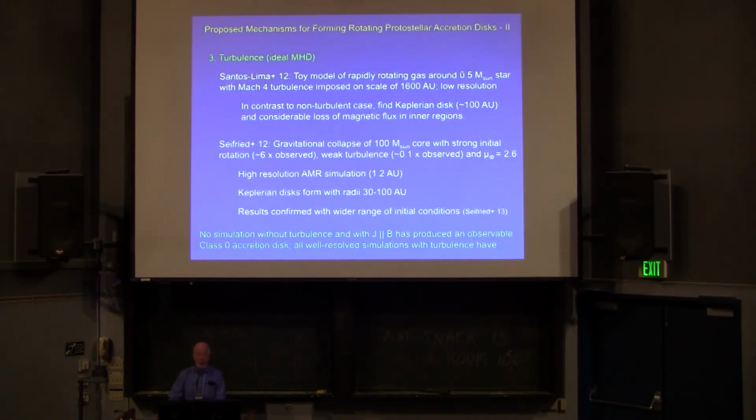So basically, no simulation without turbulence, and that has the angular momentum aligned with the magnetic field, has produced an observable class 0 accretion disk. All well-resolved simulations with turbulence have produced such accretion disks.